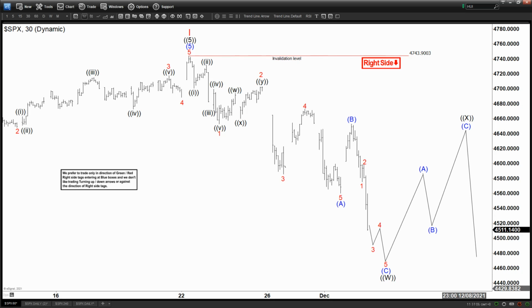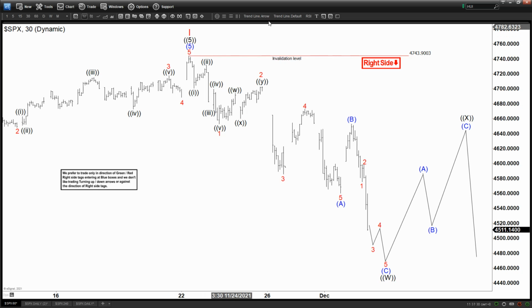Now this wave 1 here is a larger degree label. This one here is a cycle degree. So this is rather a large degree cycle, and now we are doing wave 2 of that large cycle degree, and the wave 2 should be in a 3-7-11 swing.